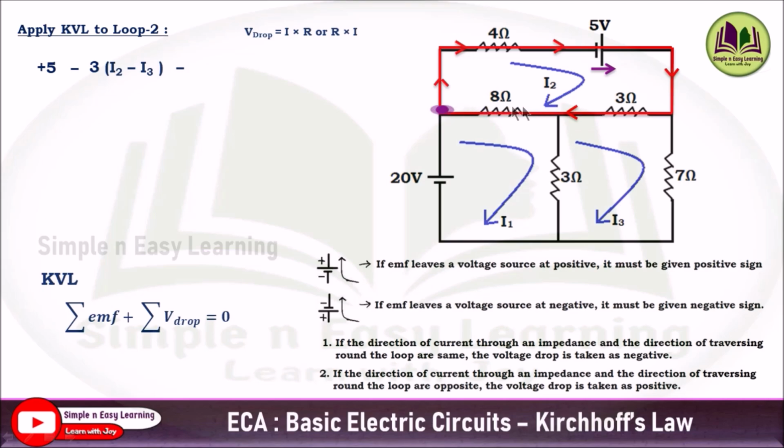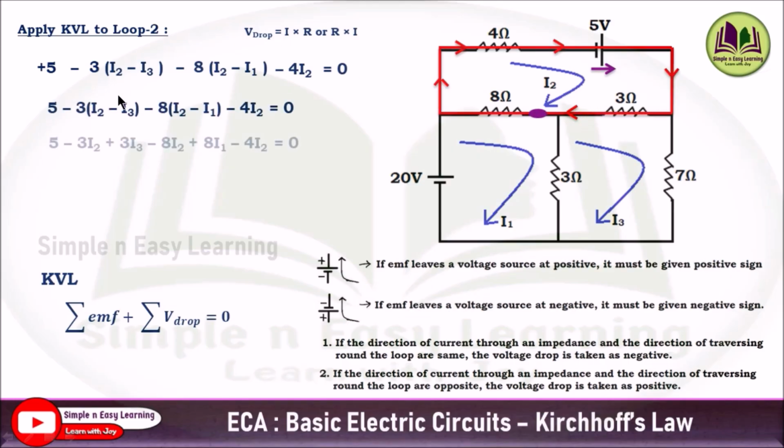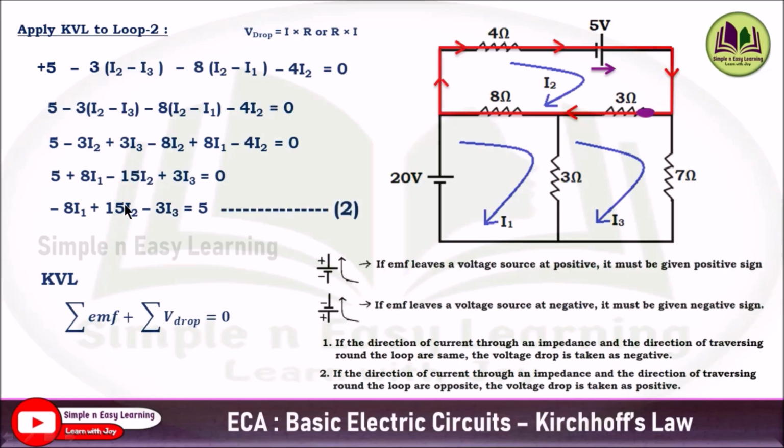And in the 8 ohm, again both directions are the same. So minus 8 into I2 minus I1, as I2 is the main current and the opposing current is I1. And here minus 4 into I2, as only one current flows through this, which is I2. This will be equal to 0. Multiplying inside the bracket and simplifying, you will be getting minus 8 I1 plus 15 I2 minus 3 I3 is equal to 5. This is your second equation, KVL at loop 2.